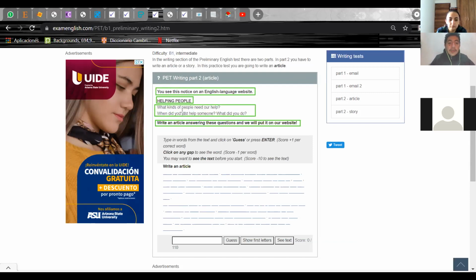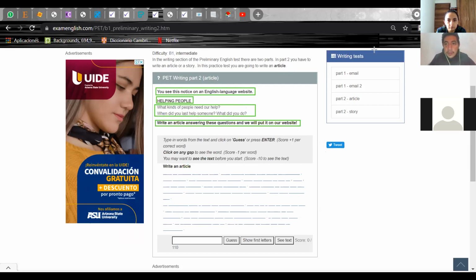The first one says, what kinds of people need our help? And the last one, when did you last help someone? What did you do? So as the main topic is helping people, we need to write an article. Maybe the extent of words will be between 100 to 200 maximum, I guess, because of the time. So you will have to write an article with this amount of words.